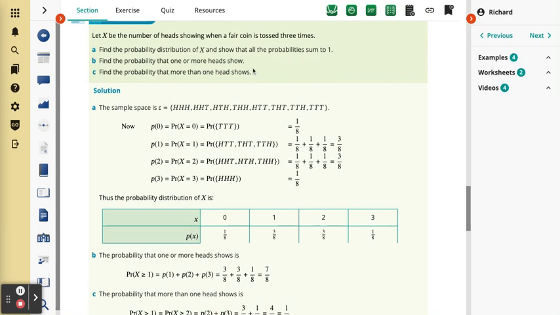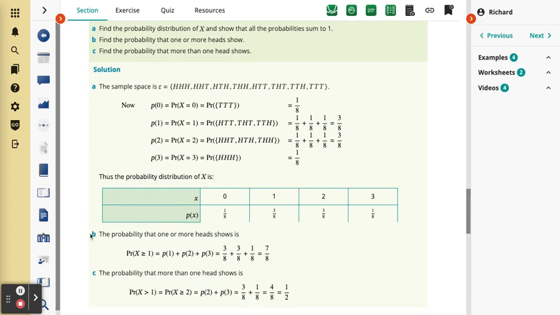The second thing is it says find the probability that 1 or more heads show. Well, you need to rephrase that into what does that mean as a statement with a big X? Well, 1 or more heads would be 1 or 2 or 3 heads, right? So it would be the probability that X is greater than or equal to 1. That's why that's written there like that. X greater than or equal to 1. And then you can just say, well, that's that one, and that one, add them together, and you get 7/8.